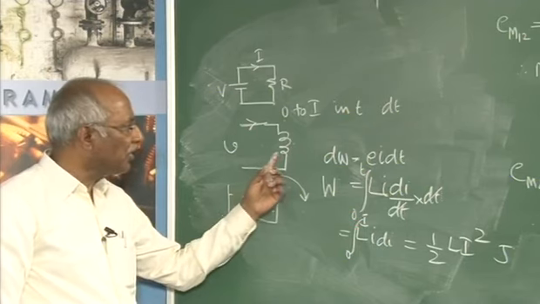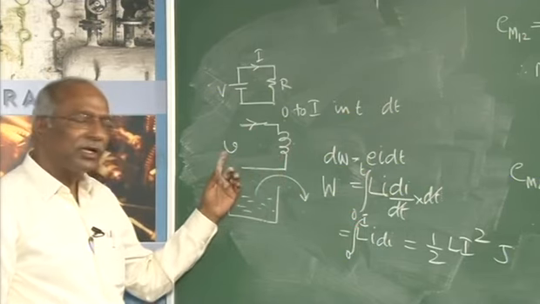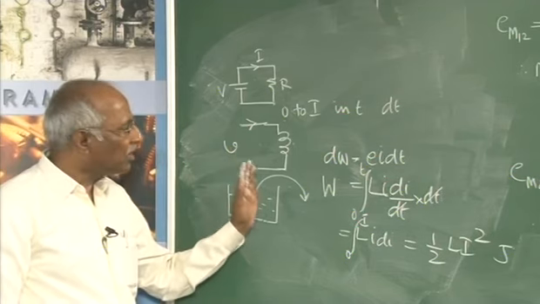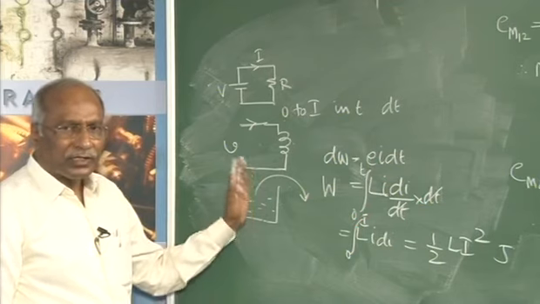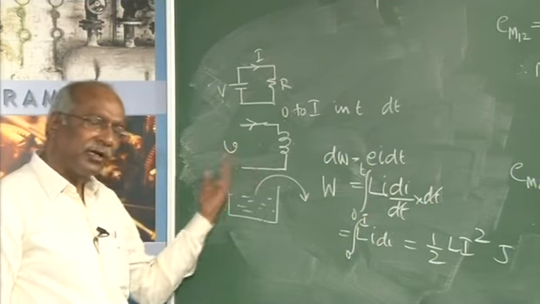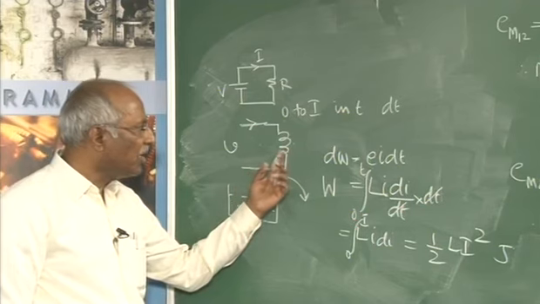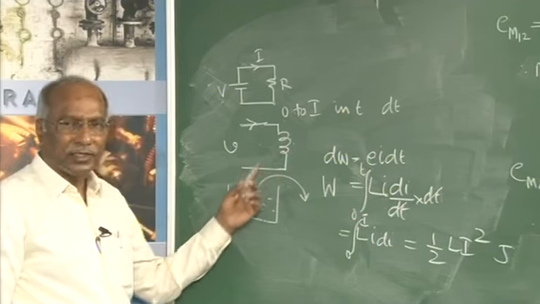However, when the switch is opened, it will be given back. That is if it is DC. If it is AC, during one quarter of the cycle it receives power, and in the other quarter cycle it gives back the power. Therefore, the power or energy consumed by an inductor is 0.